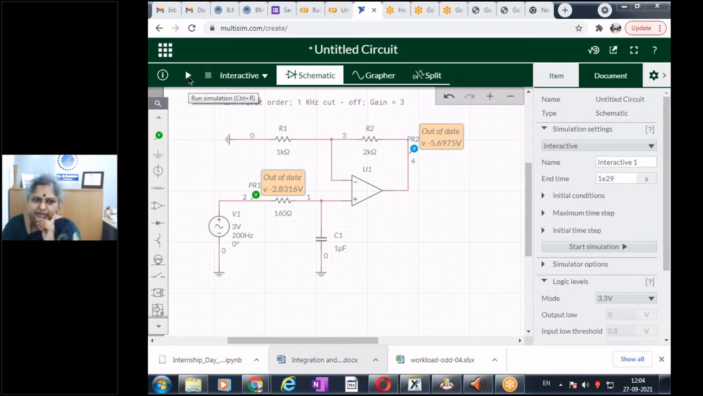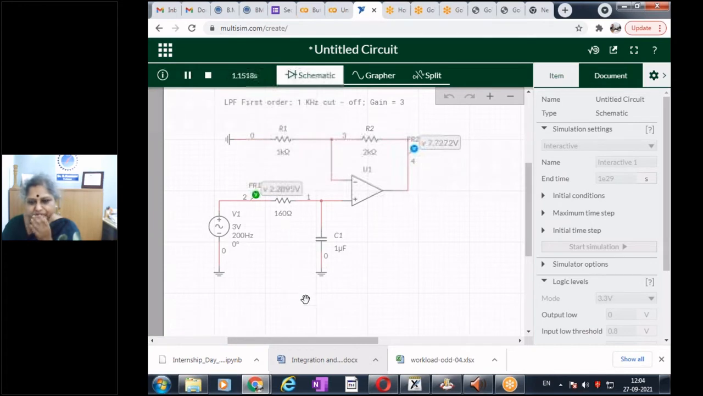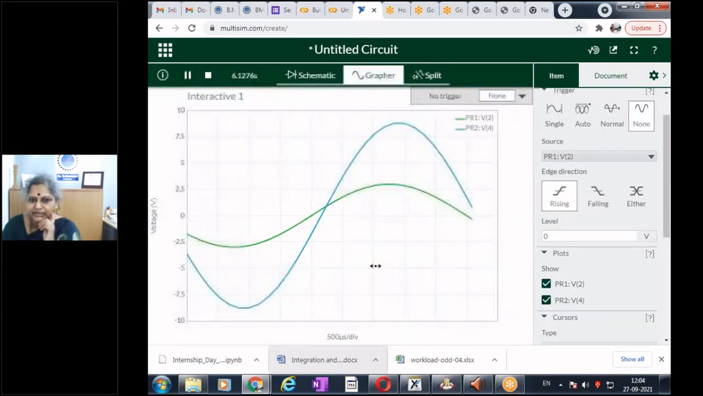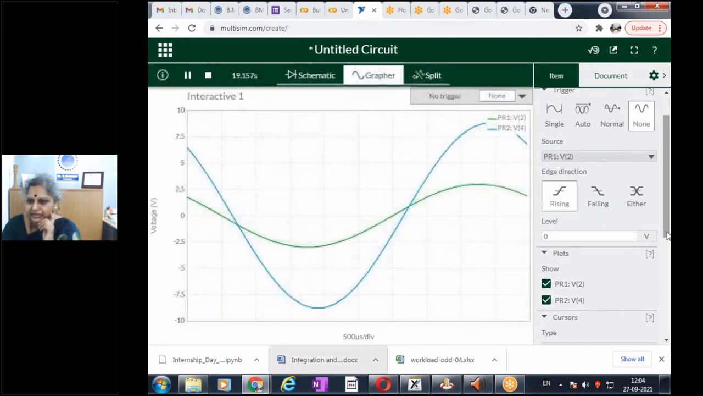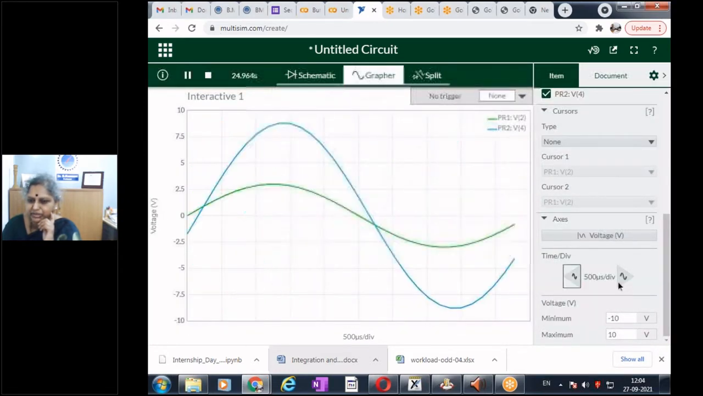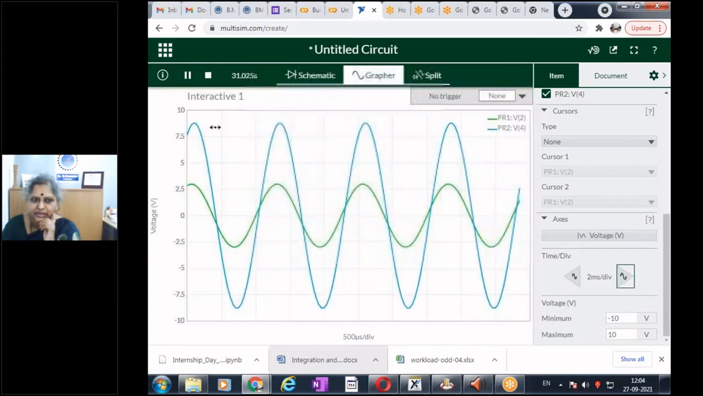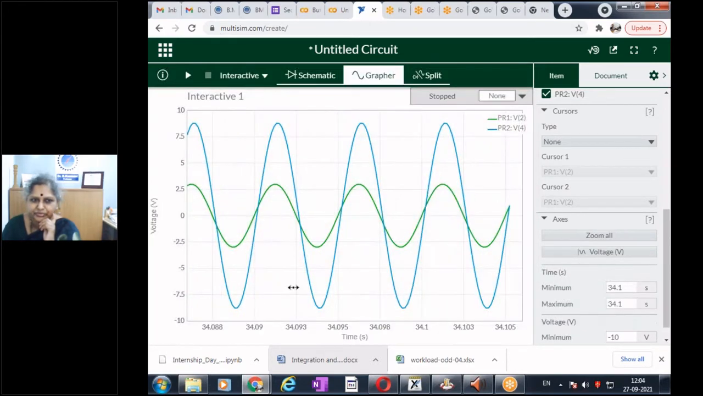Run it. So I've changed the frequency to 200 hertz, and now let us see the output. Are we getting a gain? I'm changing my frequency, and let's stop it. Now see, my input is around 3 volts, and what is my output? 3 3s are 9. I'm supposed to get 9. I've got 8.8. So I am getting a gain of almost 3.